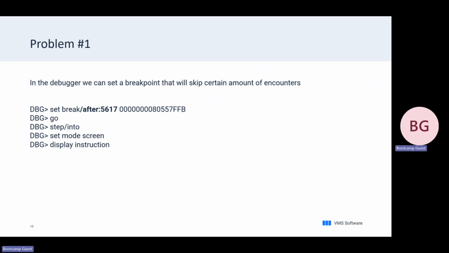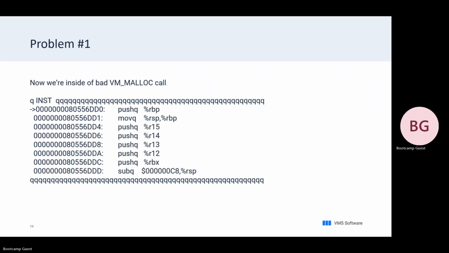So we do set break, then step into to go into our bad call. And we set screen mode and display instructions to see the assembly output. Now we're inside of the VMALLOC. It's the same: the push of RBX, and then local variables are allocated.